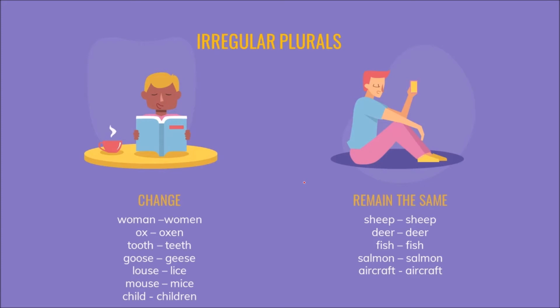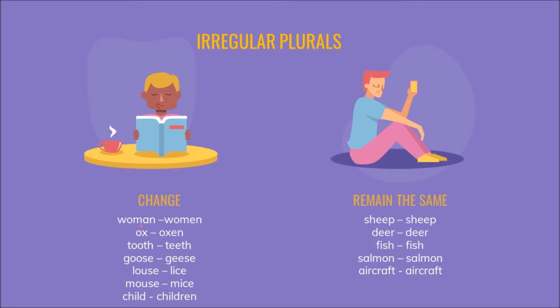Also, we have some irregular plurals. In the beginning of this lesson, we said that in order to make a noun into plural, we add the inflection S. But there are some exceptions. For example, with irregular nouns. And they are called irregular because they do not go according to the rule. They go on their own way. Let's say they are rebellious.